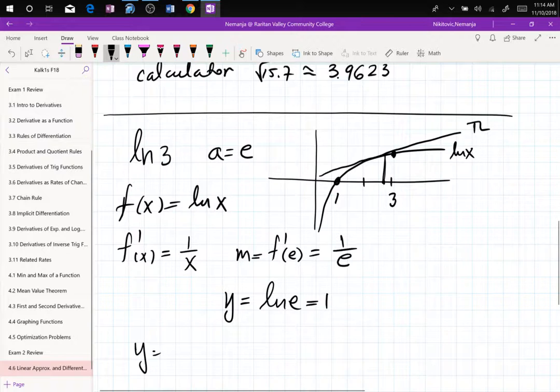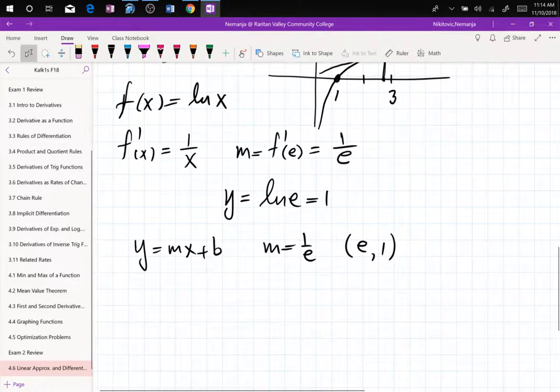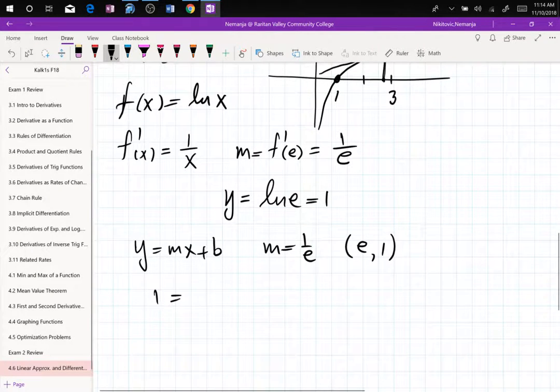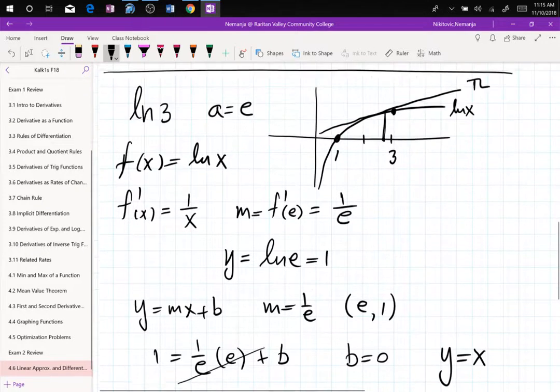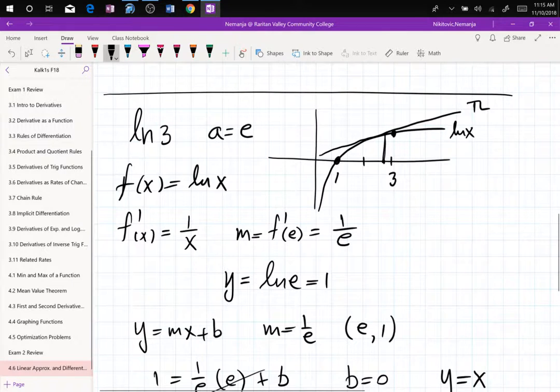So I have now y equals mx plus b for the tangent line. m is 1 over e. And the point is (e, 1). So 1 equals 1 over e times e plus b, and b is equal to 0 because e and e would cancel, and then 1 minus 1 is 0, so b is 0. We have y equals x as a tangent line. Please note that my line is actually going through the origin, right? So b is 0. You can also see that if you draw these things nicely.